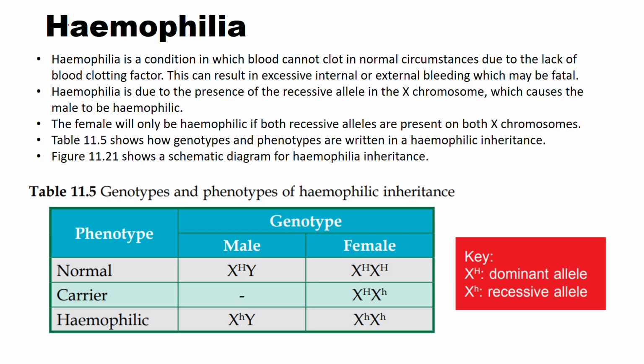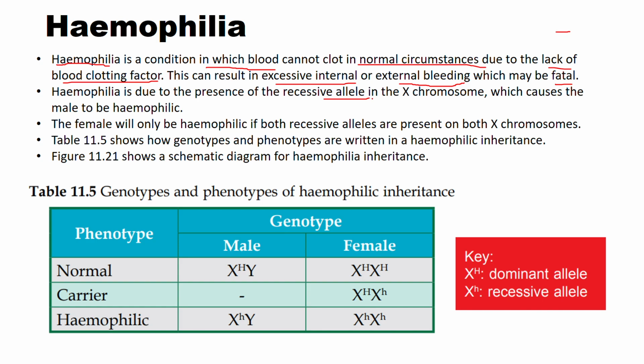Okay, moving on to the second condition, which is hemophilia. Hemophilia is a condition in which the blood cannot clot in normal circumstances, and this is because of the lack of the blood clotting factor. This is dangerous because this can result in excessive internal or external bleeding, which may be fatal.